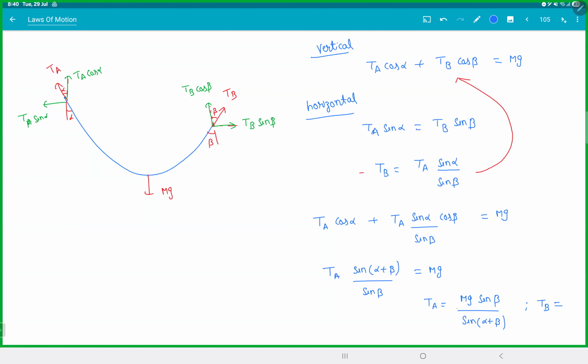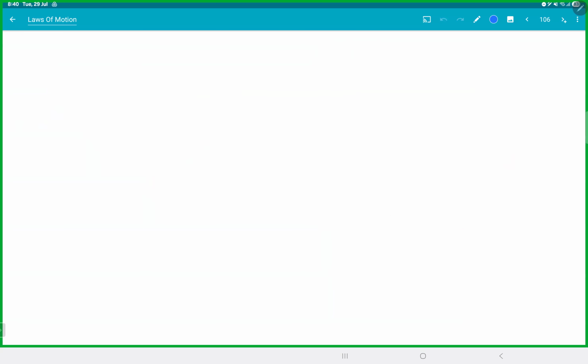Now, listen to this. Whenever you want to find the tension in the middle, you cut it there. So this was a picture, right? This was B and this was A. C was the lowest point. So just assume you have cut it here.